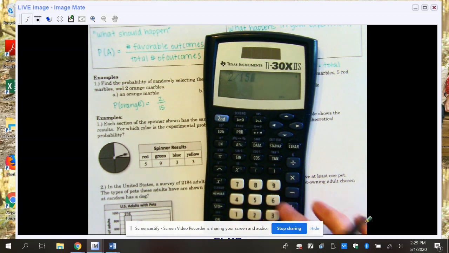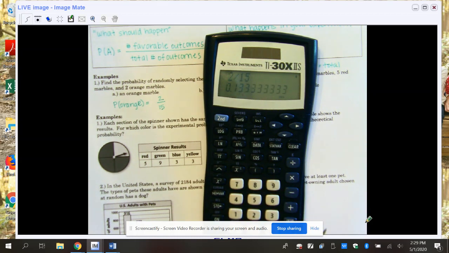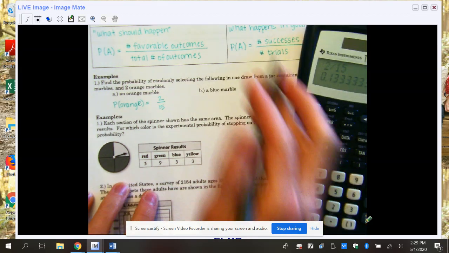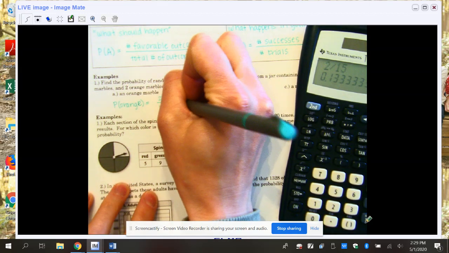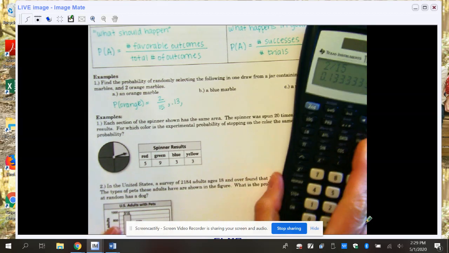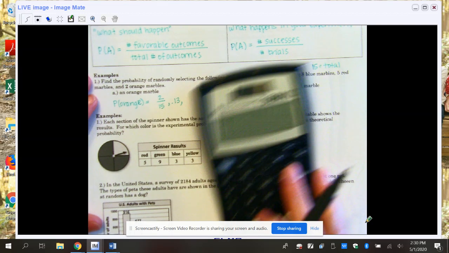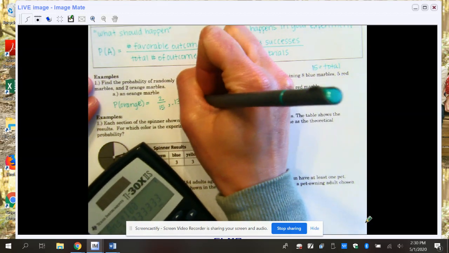So then if we wanted to express that as a decimal, I would probably put 0.13. Now a percent, you need to make sure you round your percentages at least to the tenths spot. So if you're going to write it as a percent, you want to make sure you move your decimal over and then round it. So if we multiply that by 100, that would be about 13.3%.